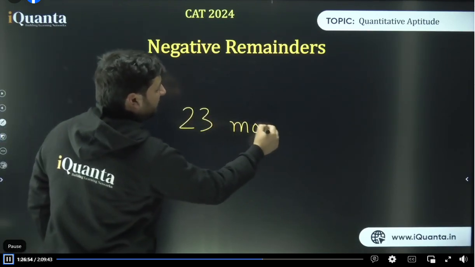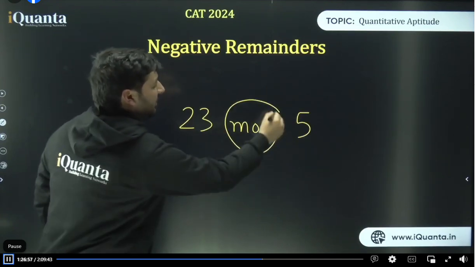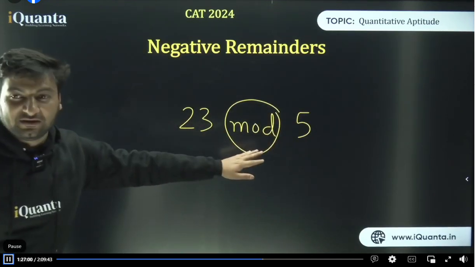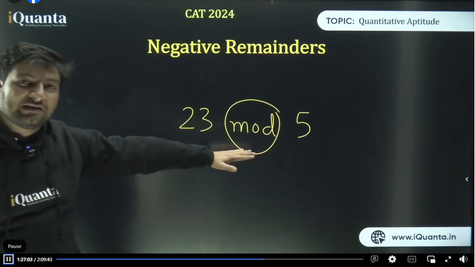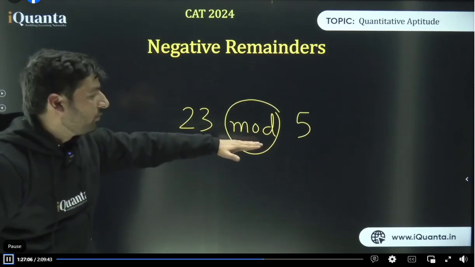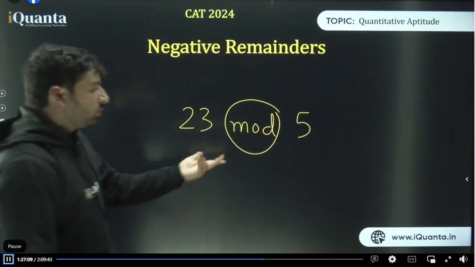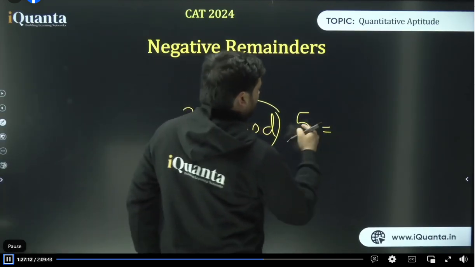23 mod 5. So mod basically means I am dividing 23 by 5. Okay, do not be confused with mod. You will be using this word again and again in the classes. So that is why I am just writing mod. Mod means you simply divide 23 by 5. What do you get? If you write the positive remainder, you will write 23 as what?